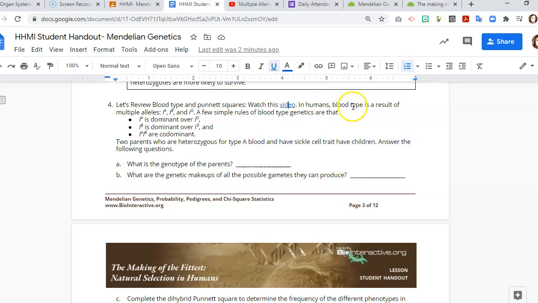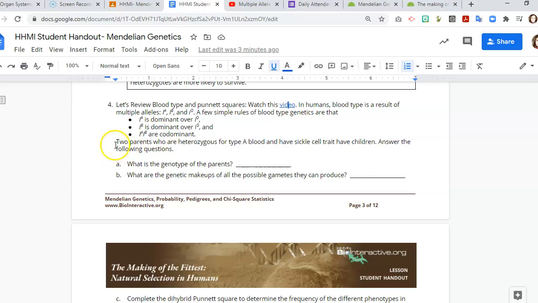And then in humans, the blood type is a result of multiple alleles. So they either have the A-type blood, the B-type blood, or O. So a few simple rules of blood type genetics. A is dominant over O. B is dominant over O, and A and B are codominant. So now we're starting to get into almost the non-Mendelian genetics.